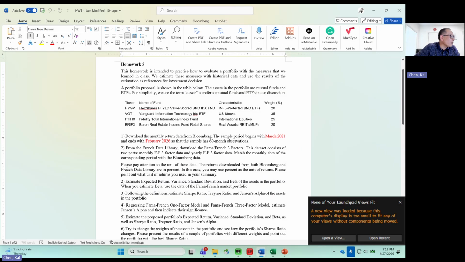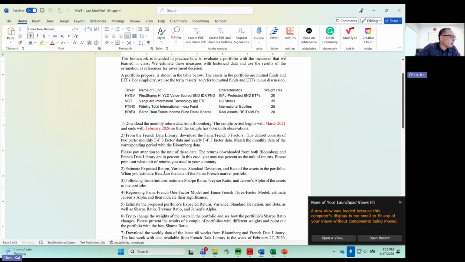I think you can read this one. Please pay attention to the unit of this data. Both data use the percent: Bloomberg return data and Fama French 3 factor data. All of them use the unit percent.